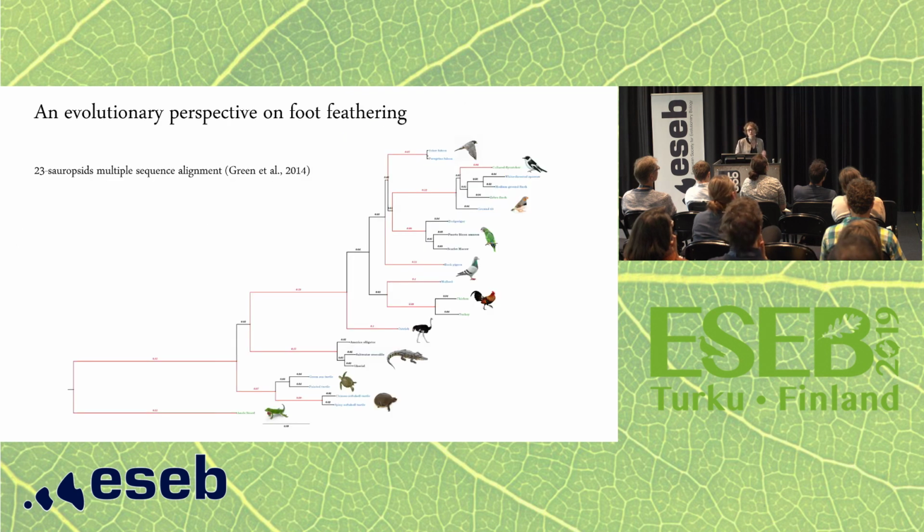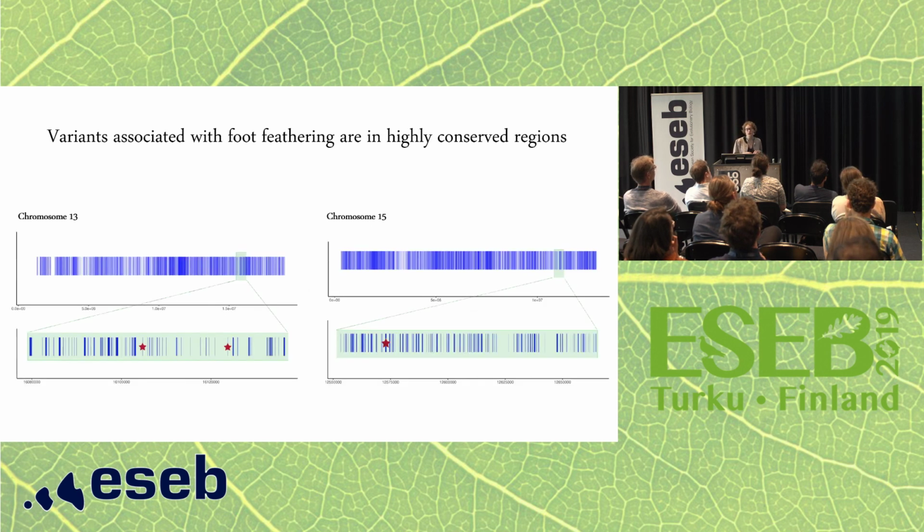We then looked into more detail at the evolutionary history of this trait by using the multiple sequence alignment generated by Green et al. in 2014, which included 15 birds, 3 crocodiles, 4 turtles, and an anole lizard. Specifically, we looked at conserved elements on chromosomes 13 and 15, and we found that some of our variants were found in conserved elements.